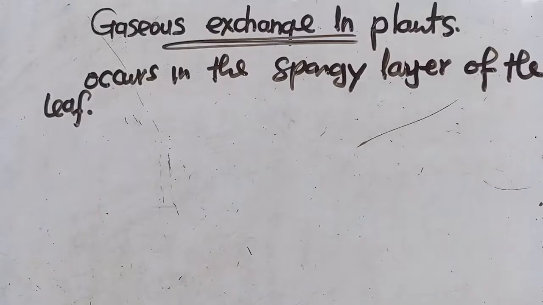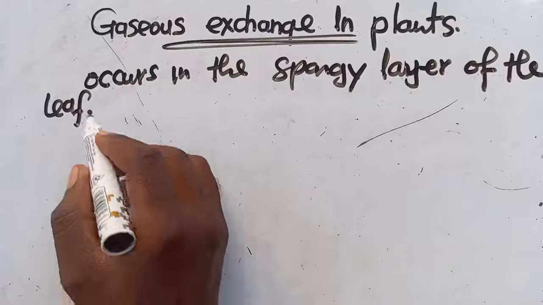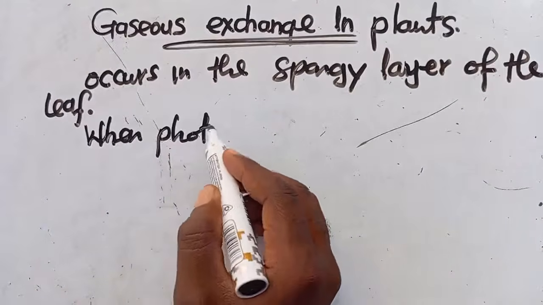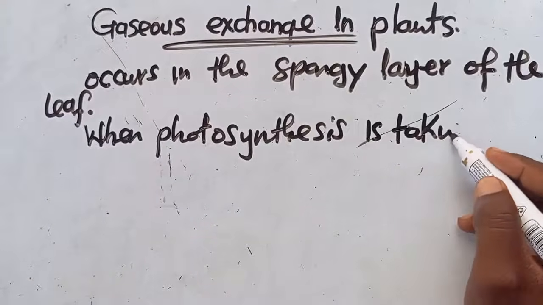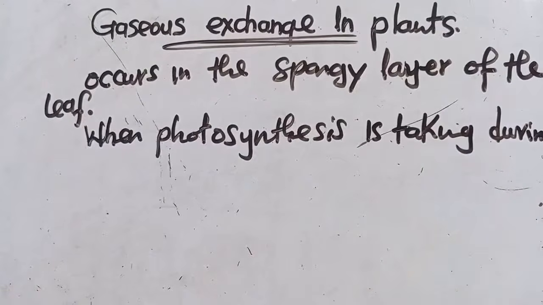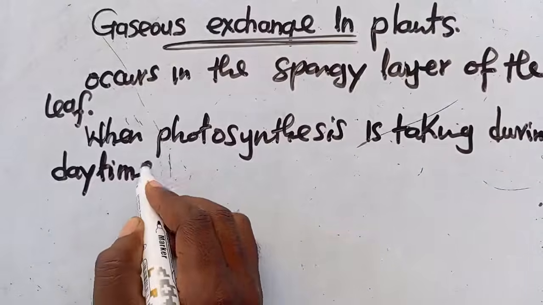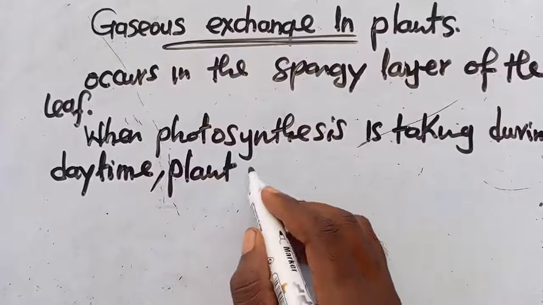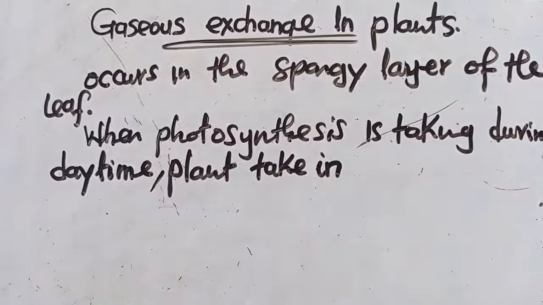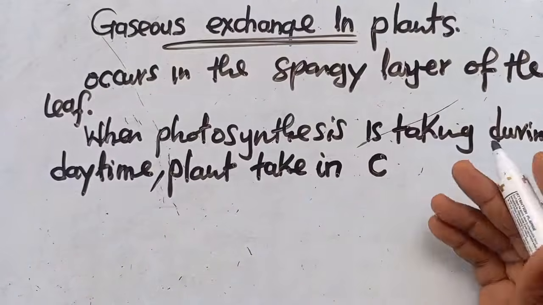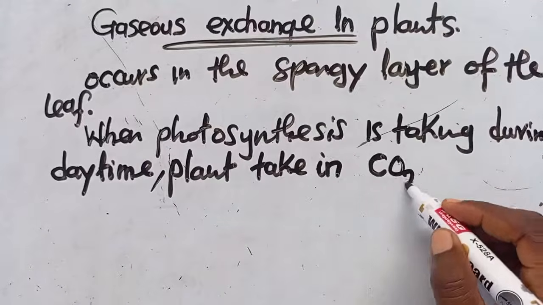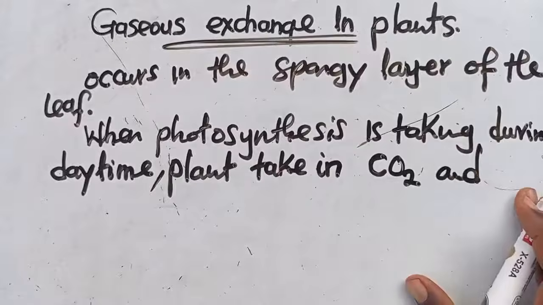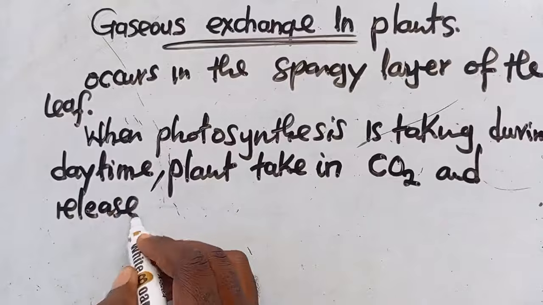So when photosynthesis is taking place during daytime, you have to understand that plants will take in carbon dioxide and, once the process is done, release oxygen.